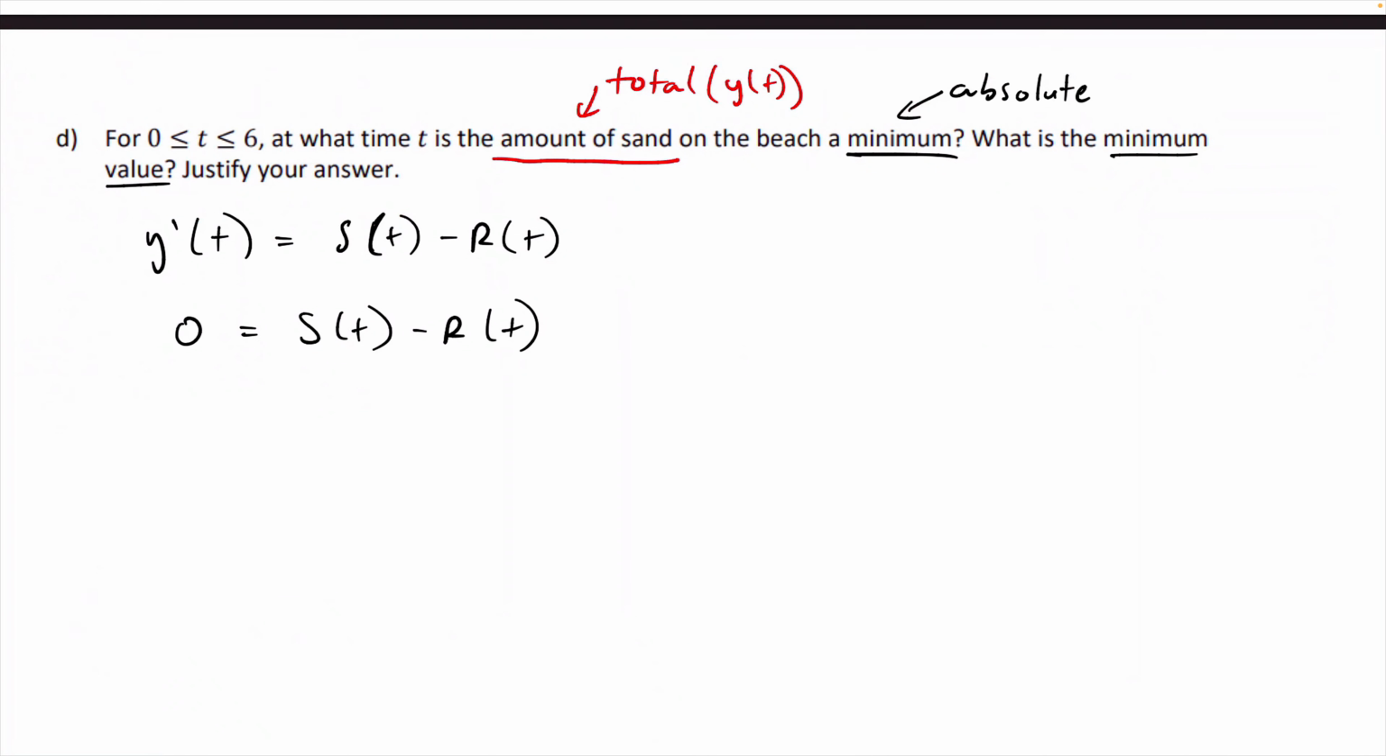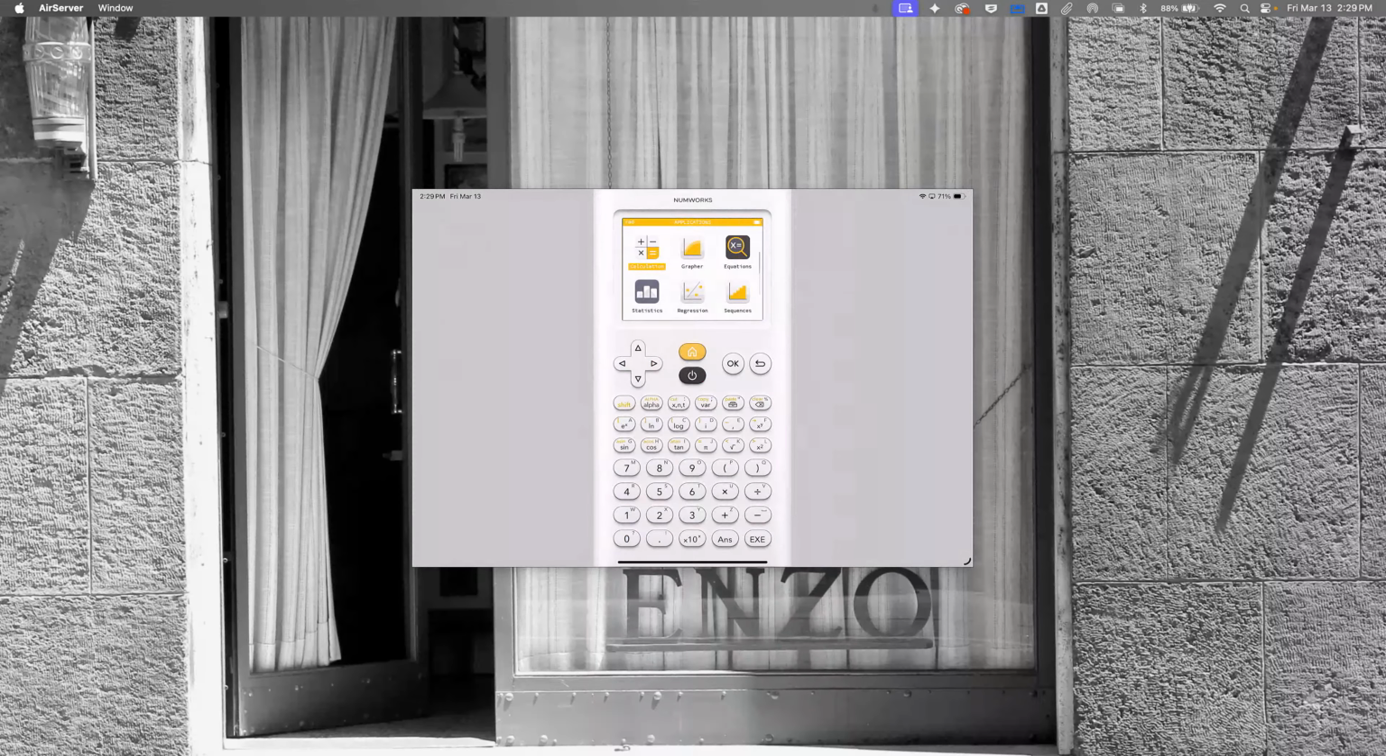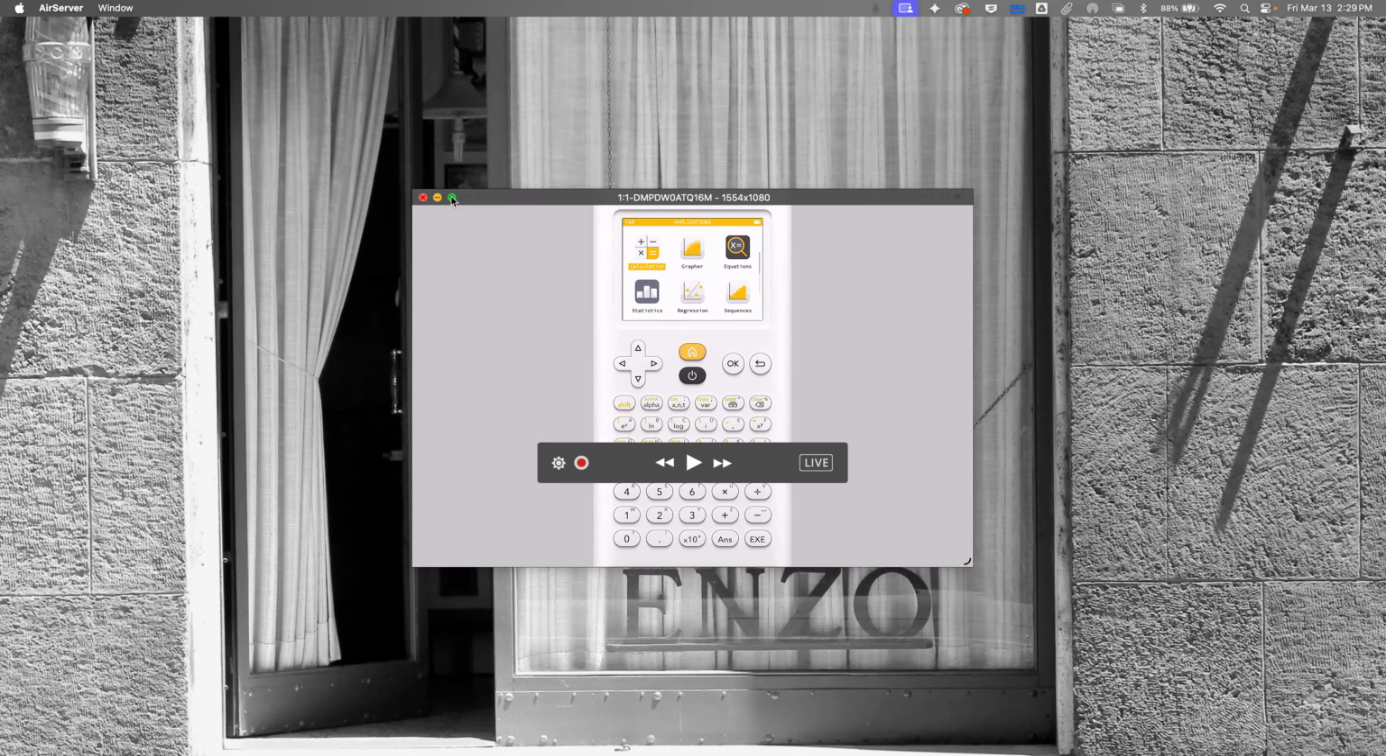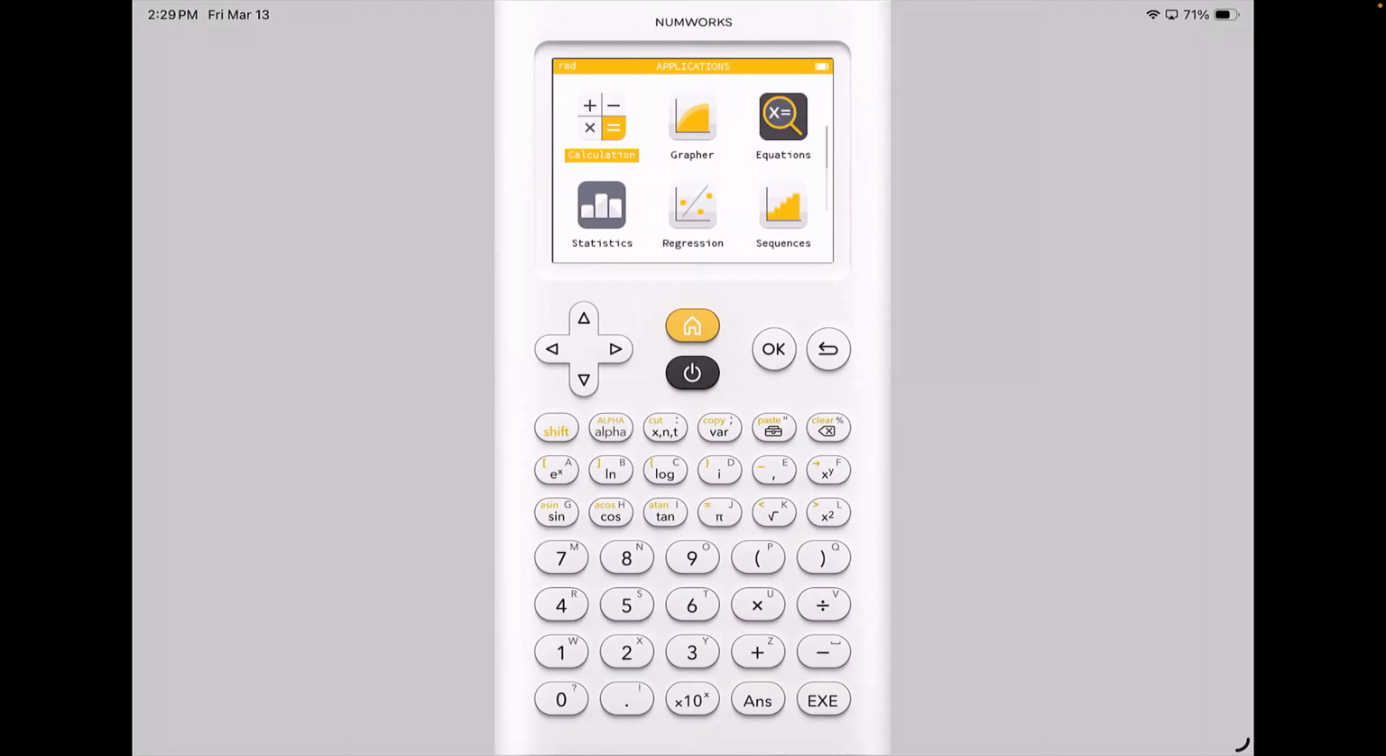If it was two linears or two cubics or quadratics, go for it. We could do that by hand. But this one's a little crazy, so let's have the calculator do it. I'm going to show you how to graph. We haven't done graphing yet on the calculator. It's not hard, but I have to show you where all the buttons are. So go to Grapher.